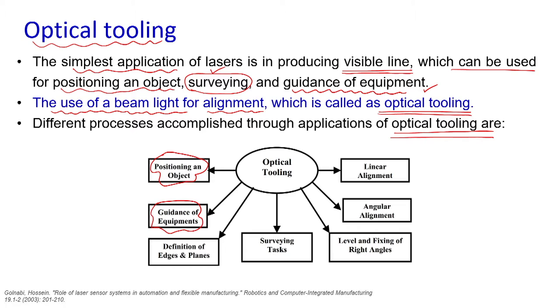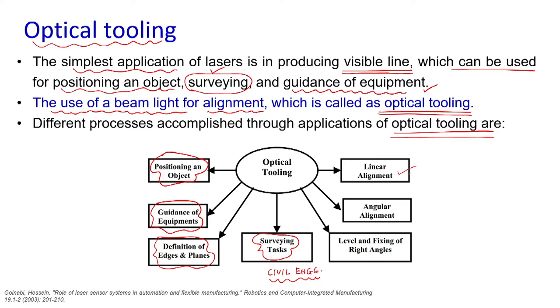Guidance of equipment such as automated guided vehicles. Then definition of edges and planes. So in textile applications, when the fabric is moving on the conveyor, whether the fabric is following the required path or whether there is any offset or not, that can be detected by using the lasers. So the edges of the fabric or the edges of the garment are appropriate or not, that can be continuously monitored by using the lasers. This I have just now talked to you about. Then the surveying tasks. In civil engineering applications, we are using the lasers for surveying operations.